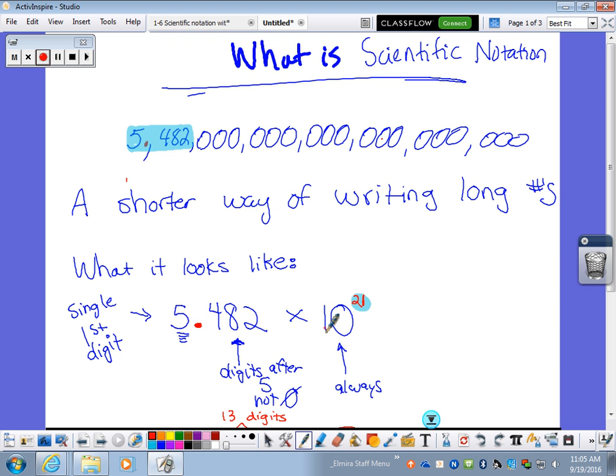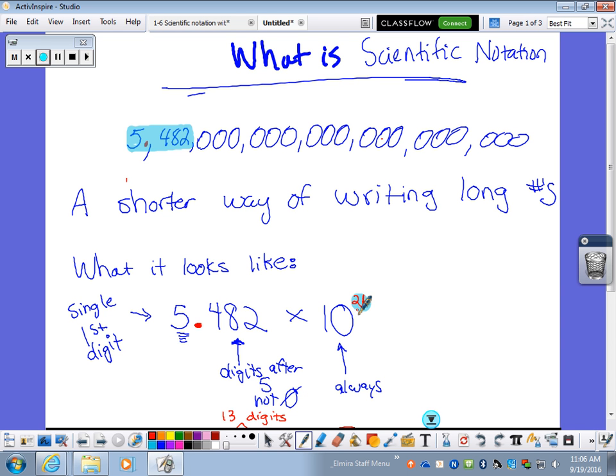And what times 10 does is it shows us how big the number is. However many times you multiply by 10, multiplying by 10 keeps the number the same but moves the decimal over. So the exponent tells us how big of a number we're talking about. Is it 5.482 million, 5.482 billion? The exponent tells us how big it's going to be.